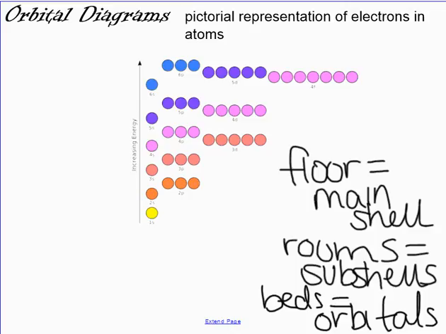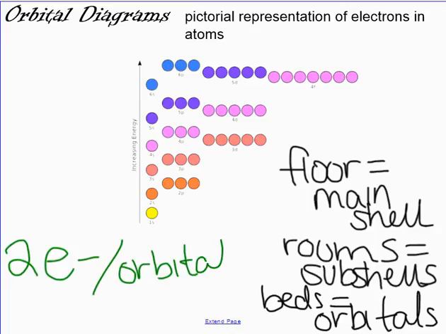And more often than not, it's common to have 2 people per bed. And it's similar here in that we have 2 electrons per orbital. For example, if you look at all of the S subshells, they each have 1 circle, 1 orbital. And that's because 2 electrons can fit in S and 2 electrons can fit in 1 orbital. So we only need 1 orbital.